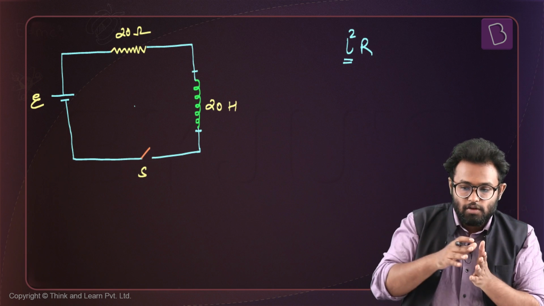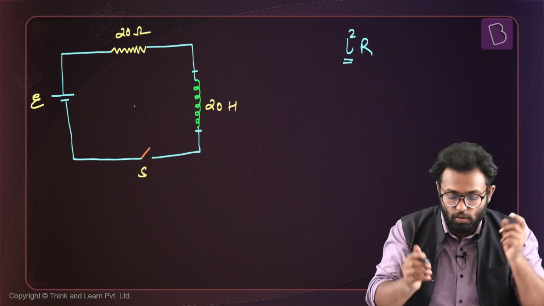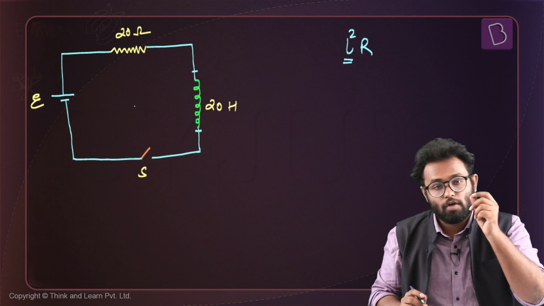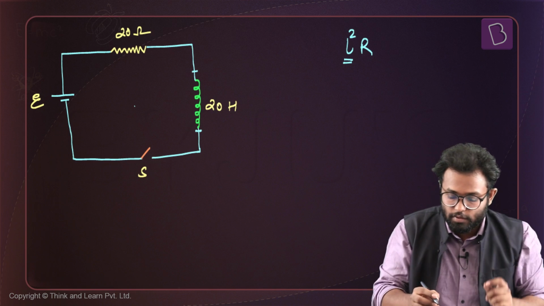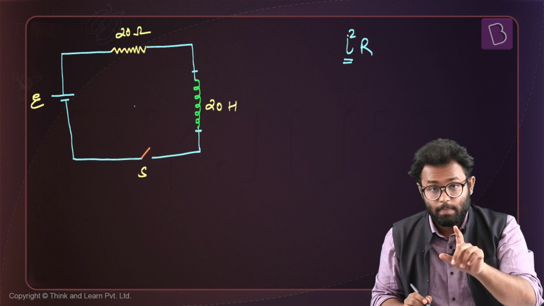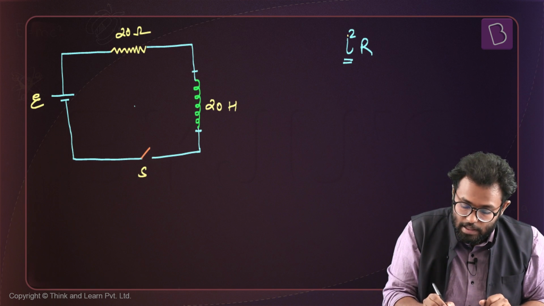So the current is basically changing with time in this case. That is the most important thing you have to remember: in an LR circuit or an LC circuit, current changes with time. So this I is a function of t. And this here is the energy which is dissipated at the resistor.